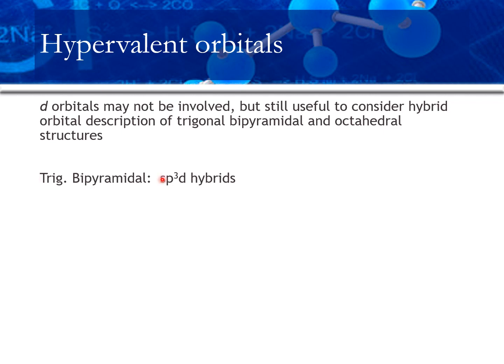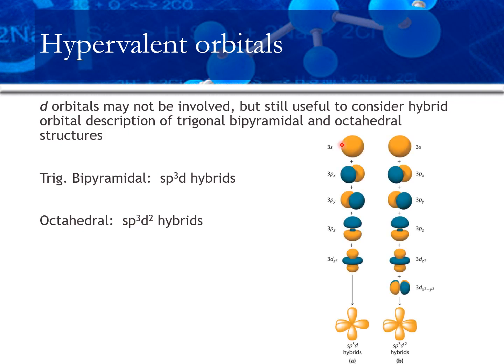Trigonal bipyramidal electronic geometry is considered to be formed from sp3d hybrid orbitals. Octahedral geometry is formed from mixing two d orbitals with the sp3. And here's a sort of a graphical way of seeing this. This column mixes an s, 3 p's, and the 3dz squared orbital, which looks like this, to give us the sp3d hybrid orbitals. It describes the shape perfectly. Even if the d orbitals are energetically not particularly involved, this combination does describe the shape perfectly.